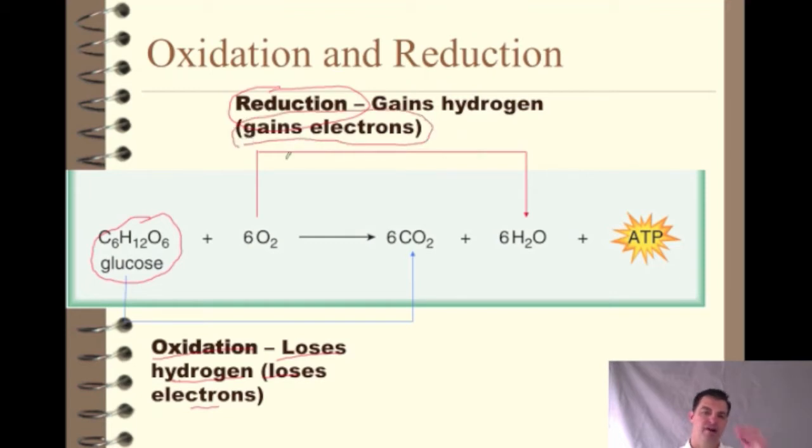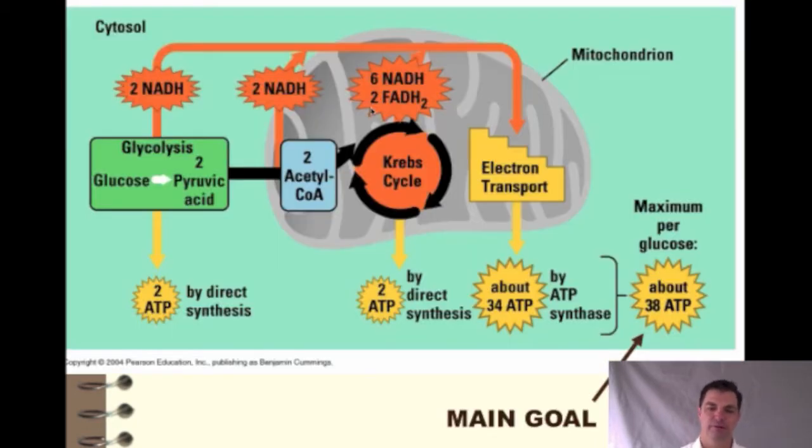Keep in mind that an electron is negatively charged. If you gain something negative, like a credit card bill, then you have reduction going on. It's reduced. That's how I like to remember it.